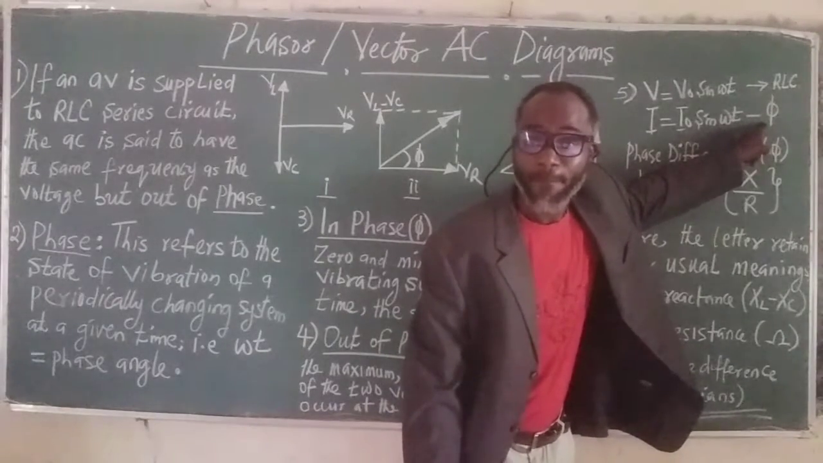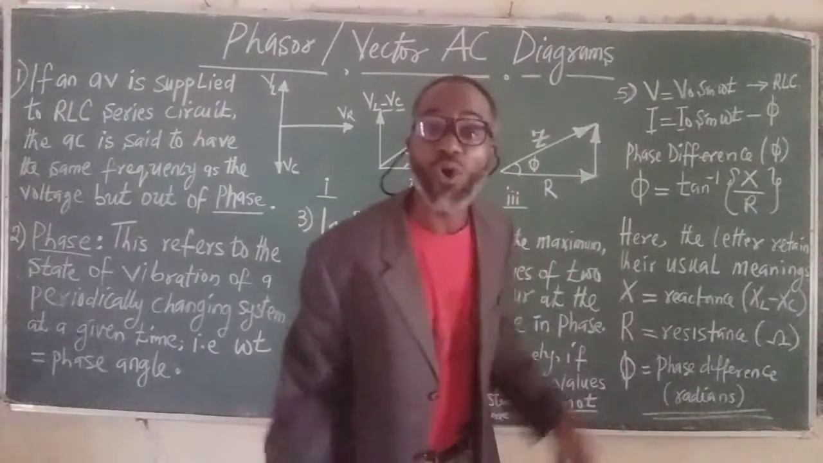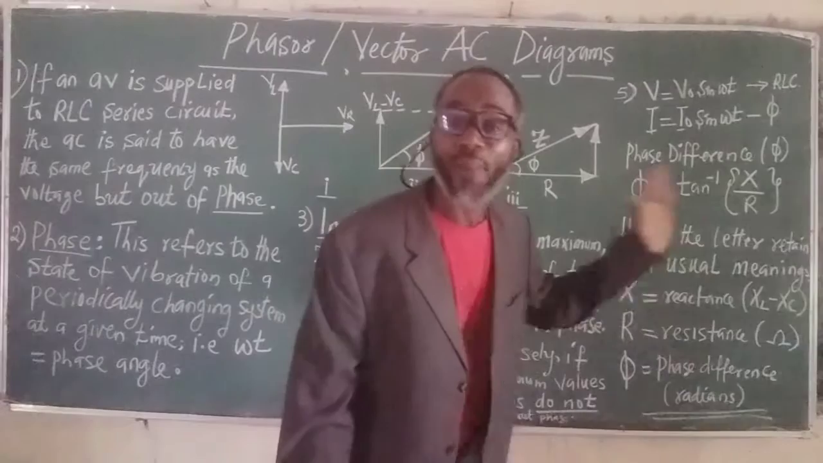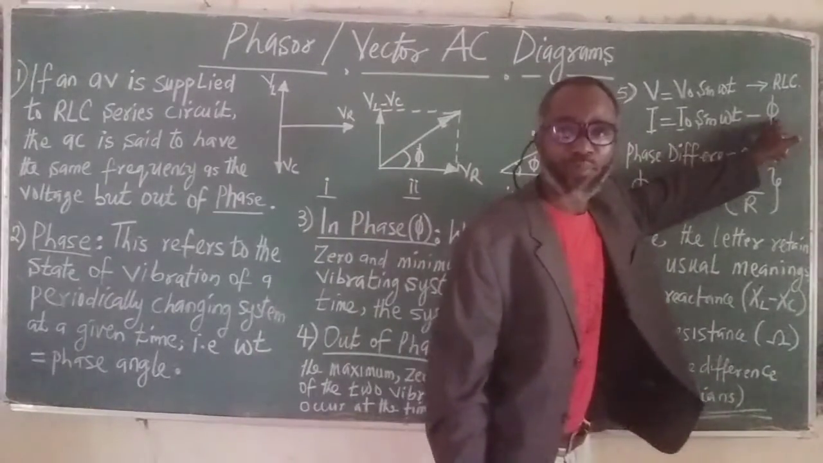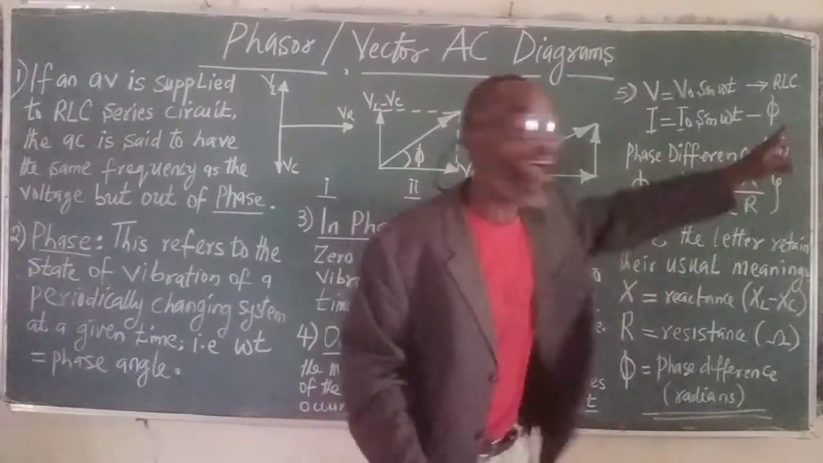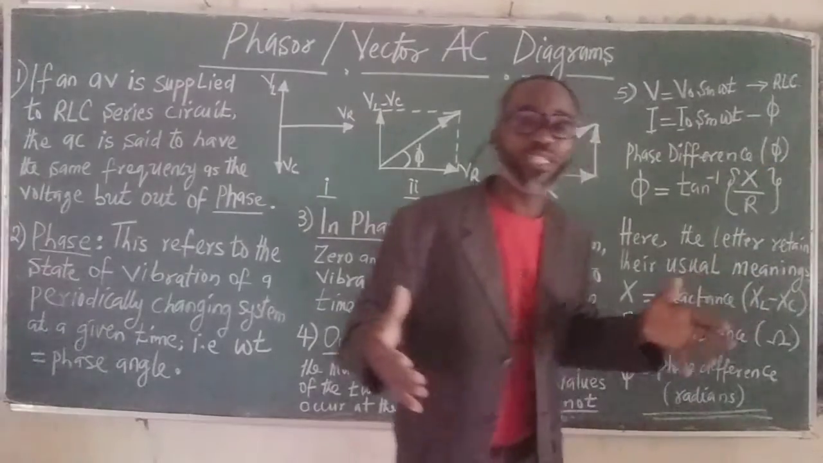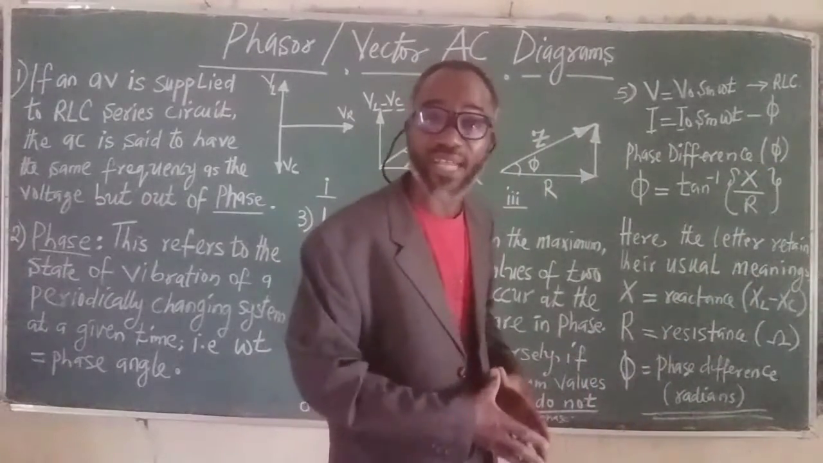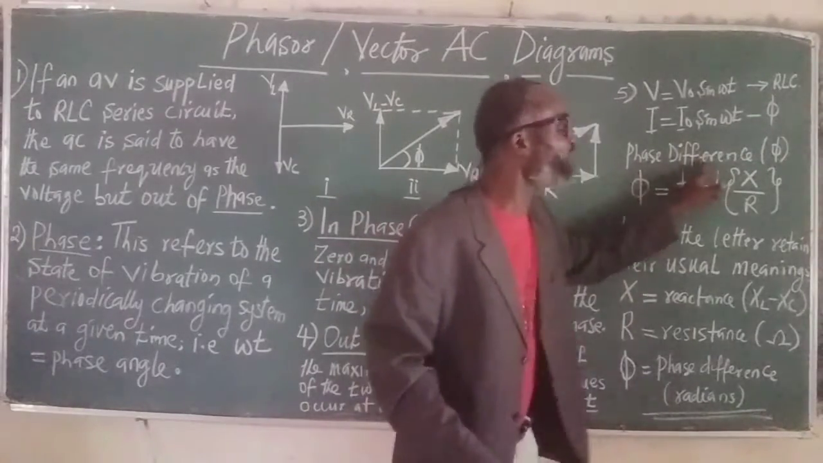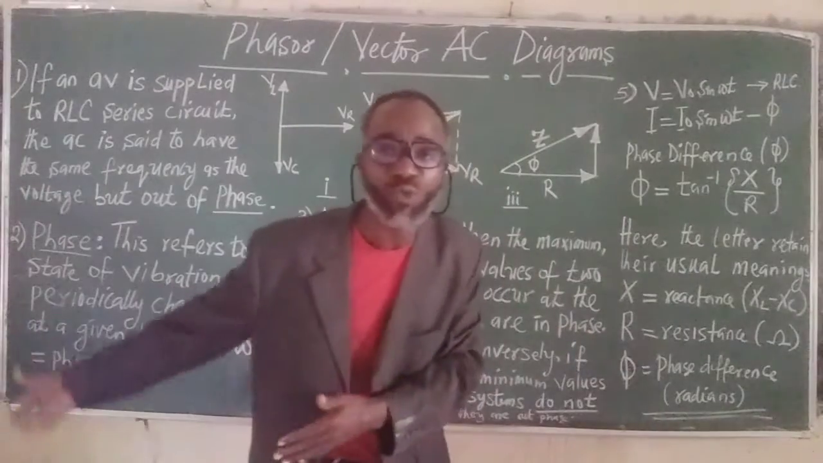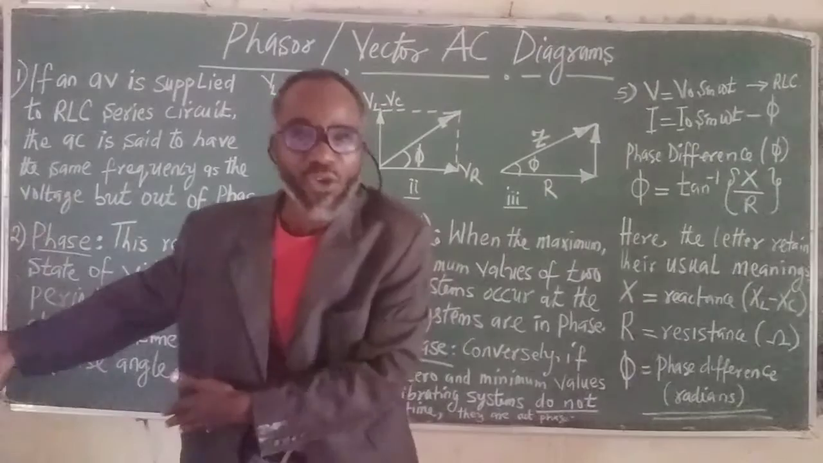Okay? That factor, it lags. That is the pi over 2 or 90 degrees, pi over 2 radians or 90 degrees. That's the factor here. But this factor is represented by phi, the Greek letter phi, which is always used in scientific representation most times. Now, this phi is referred to as phase difference. That's the difference between the leading of the voltage and the lagging behind of the current.